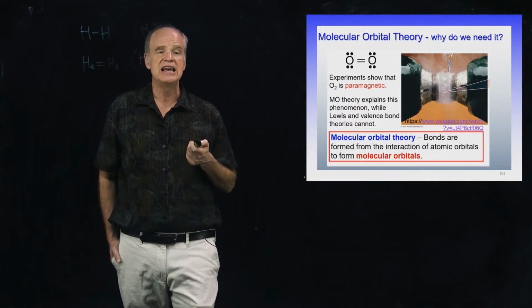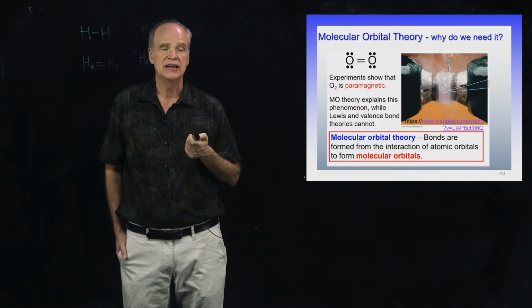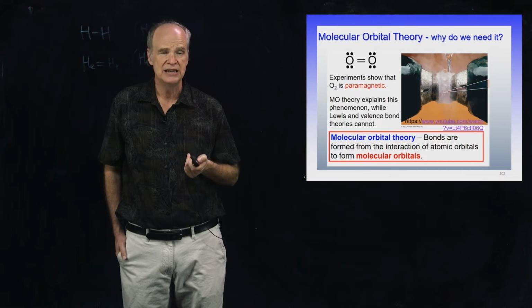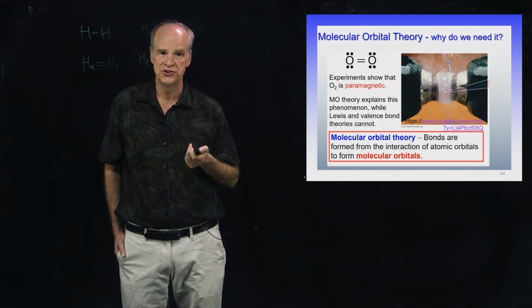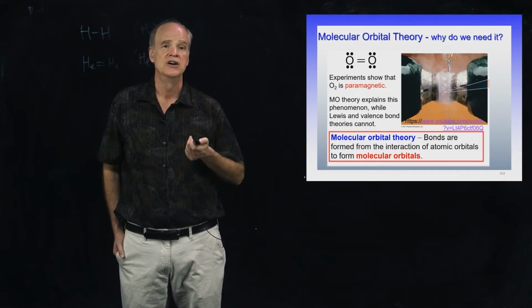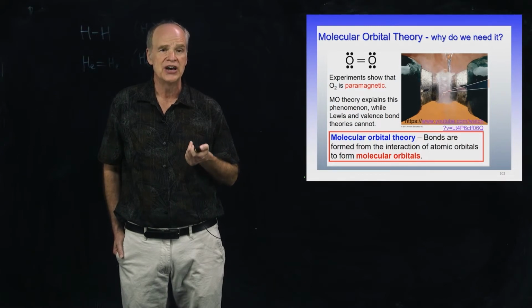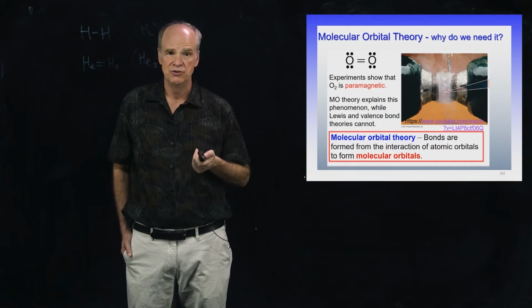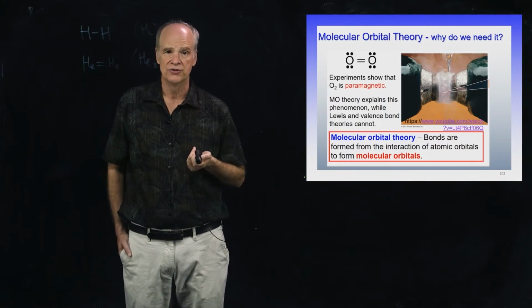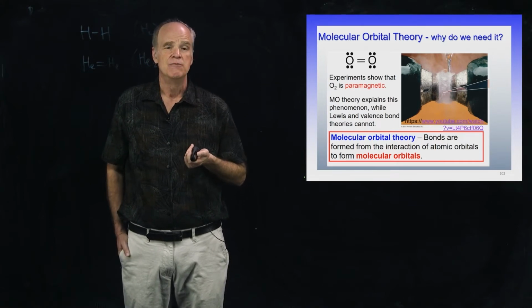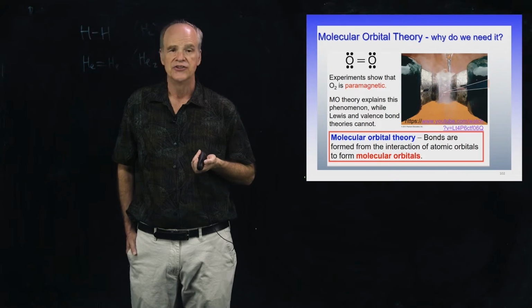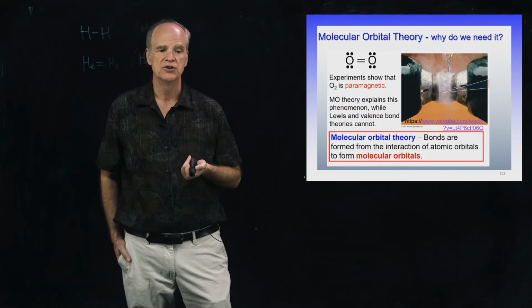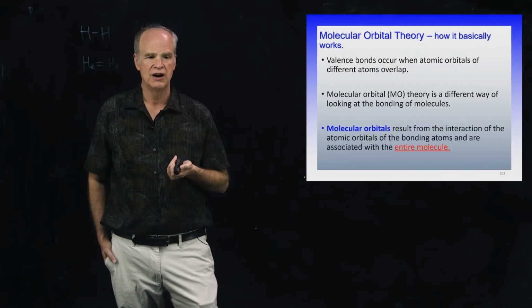So we need a new theory that can explain how, despite the fact that the Lewis structure of O2 shows all paired electrons, it could be paramagnetic. As we work with this new model, molecular orbital theory, we might expect to see orbitals that in some fashion have single electrons. That would allow the oxygen molecule to be paramagnetic. And so we'll go on from there.